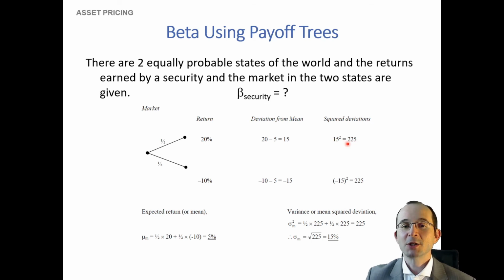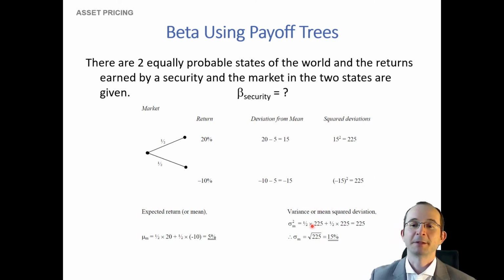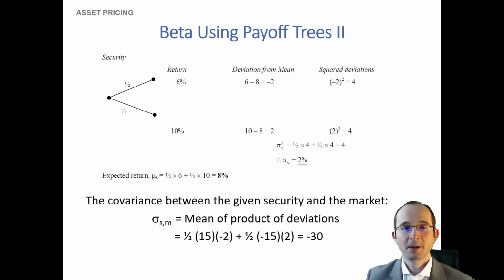The square deviation for the market is 225 in both cases. And if we probability weight that to construct that expected value of the square deviation from the mean, which is to say the variance of the market, it is 225. The standard deviation of the market is the square root of that, or 15%. Now, that's the market. What is our individual risk asset like?